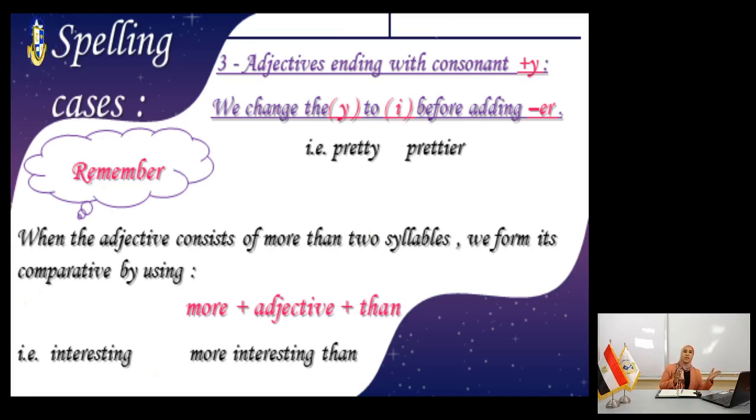More interesting than. Okay? So the first case, when the adjective ends with E, I add R. When the adjective is a CVC adjective, I'm going to double the consonant letter at the end and add ER. Case number 3, when I have consonant plus Y at the end of the adjective, cancel Y and put IER. And the fourth case is when I have an adjective that is more than two syllables, I will add the word more before the adjective plus than. More plus the adjective plus than.